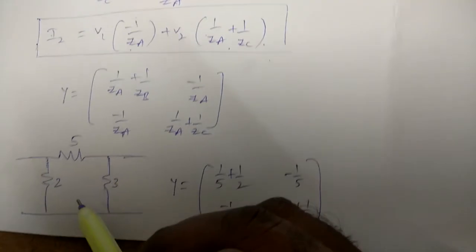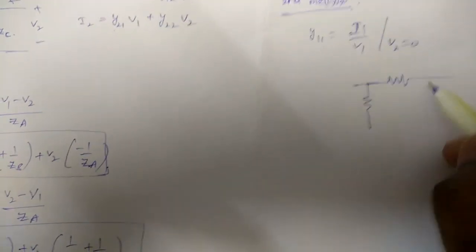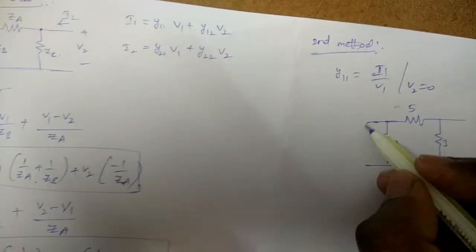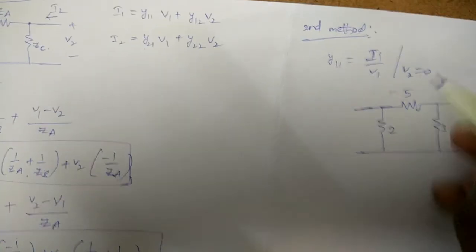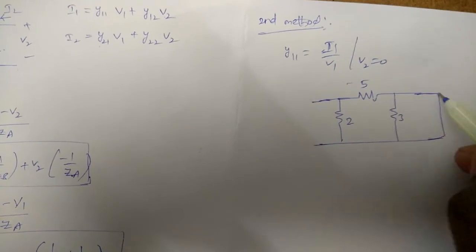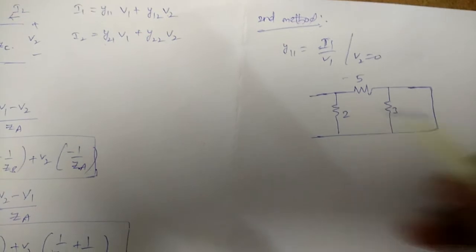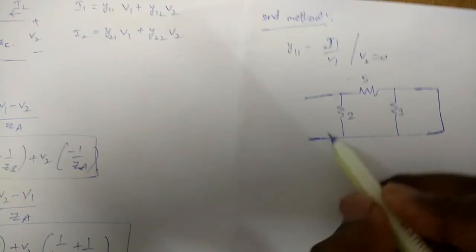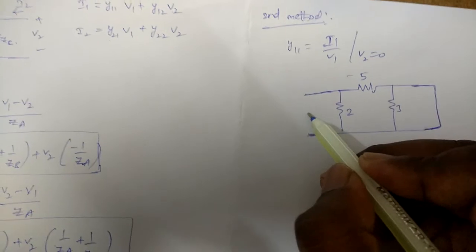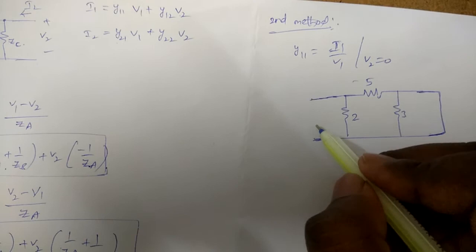So for this circuit, this is 5, 2, 3, all in ohms. You see here V2 is equal to 0, that means we have to short circuit V2. That's why these are called short circuit parameters. Here you can write V1, otherwise you can assume 1 volt or 2 volt or something.